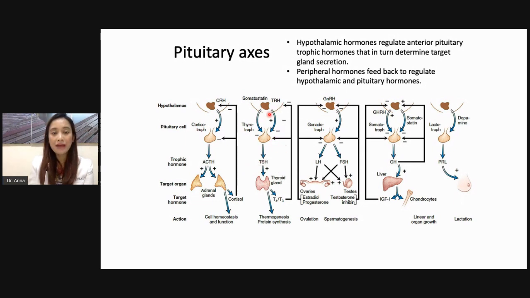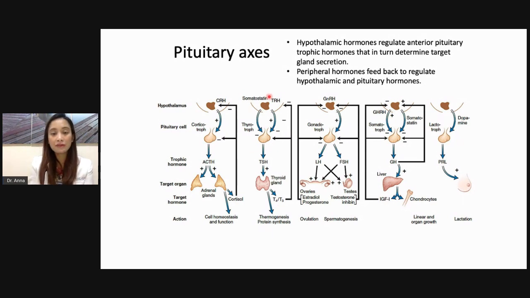Now we proceed with the hypothalamic pituitary thyroid gland axis. So your hypothalamus secretes your thyrotropin releasing hormone, or thyroid releasing hormone, and acts on the thyrotropes of your pituitary gland to secrete your TSH. And your TSH or your thyroid stimulating hormone will now act on your thyroid gland for increased synthesis and release of your thyroid hormones T4 and T3, which have effects on thermogenesis, protein synthesis, and many other things.